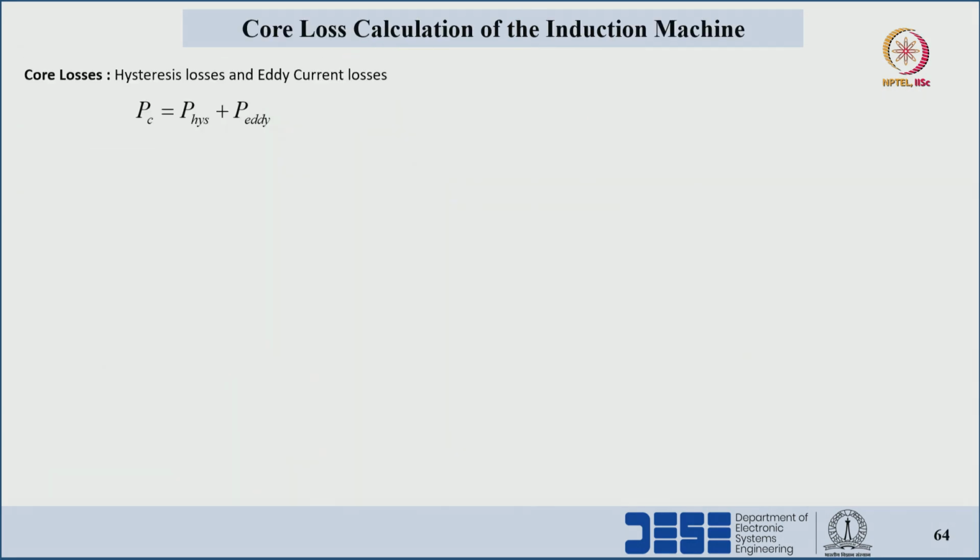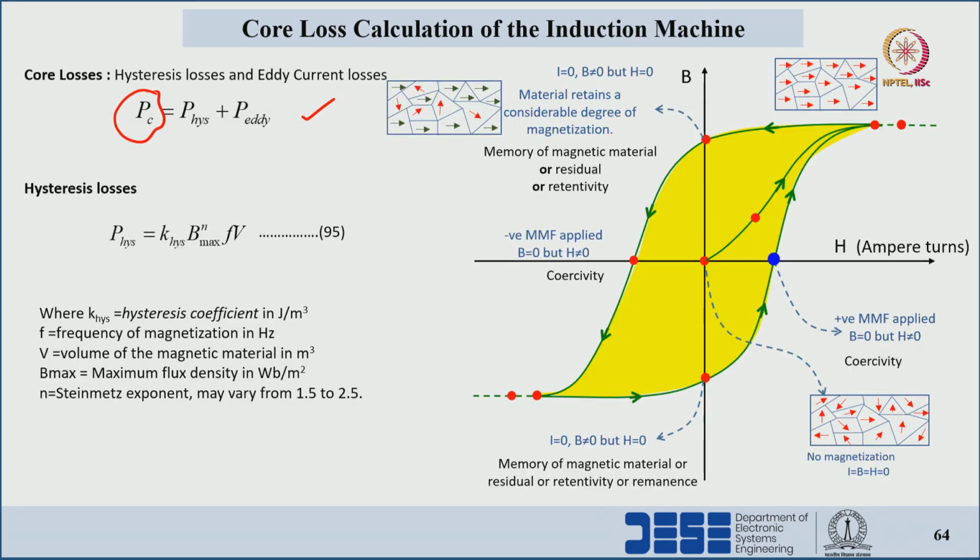Then the core loss component. The core loss can be categorized into two types, one is hysteresis loss, the other is eddy current loss. The sum of the hysteresis and eddy current loss gives the core loss, that is the loss happening in the magnetic material of the stator as well as the rotor. First we will discuss the hysteresis losses. The hysteresis losses are related to the memory of the magnetic material.